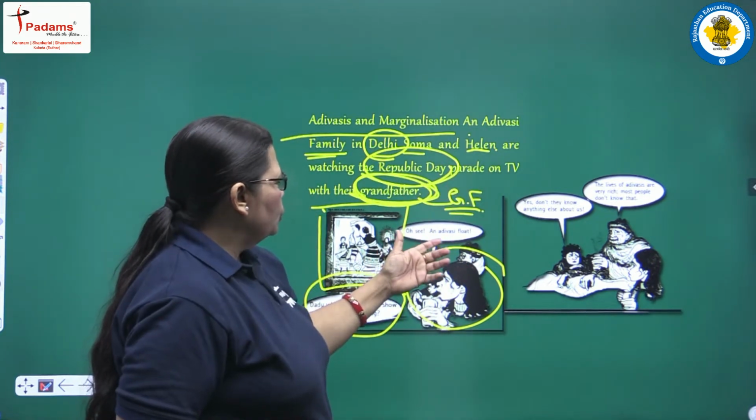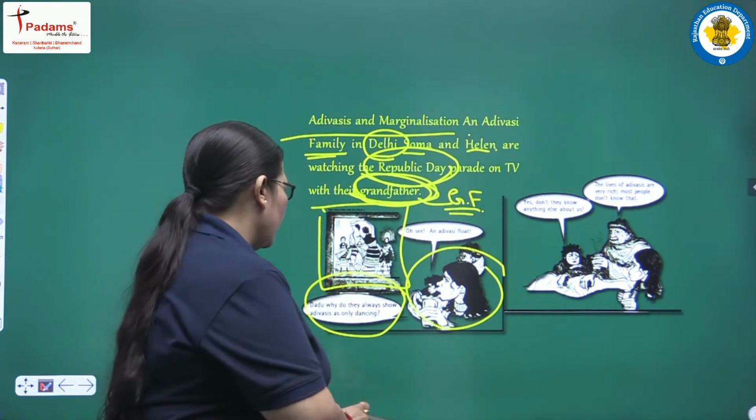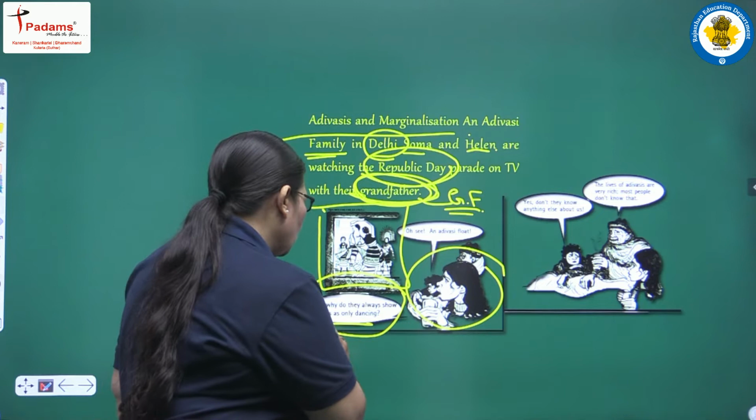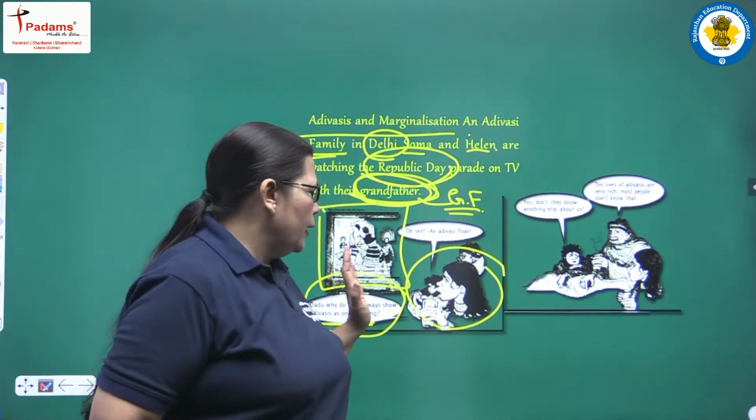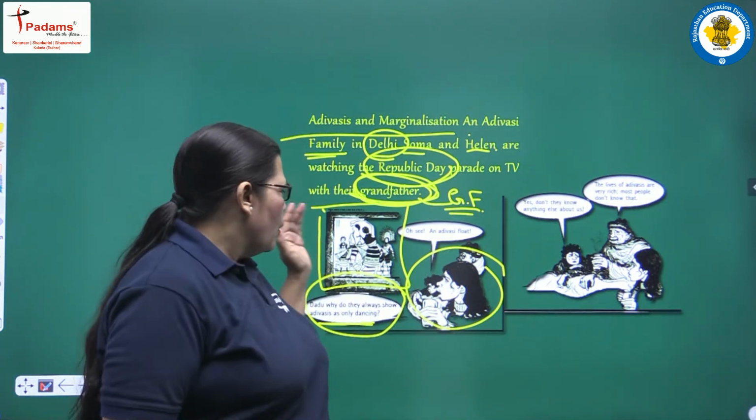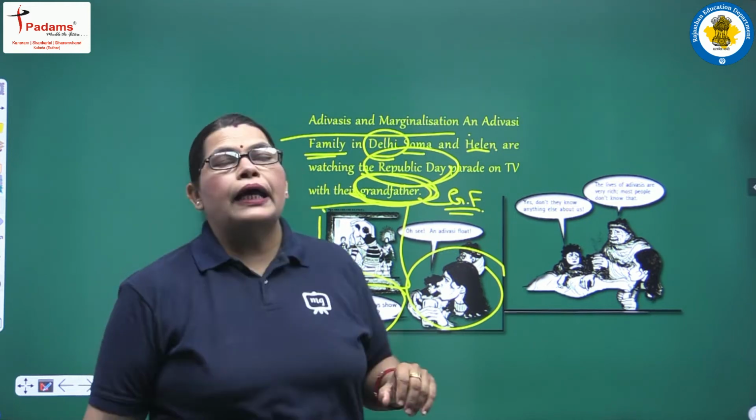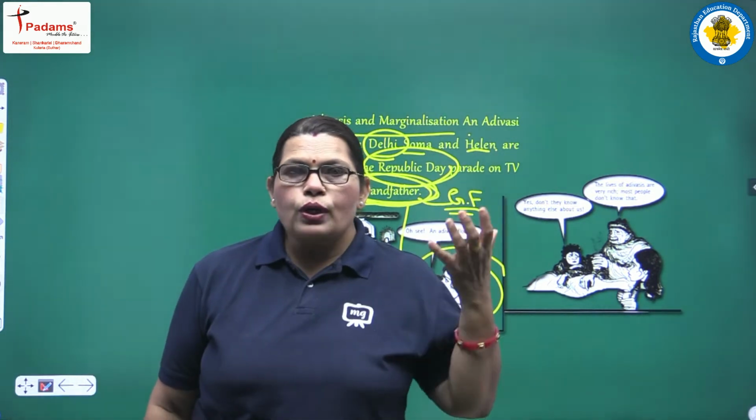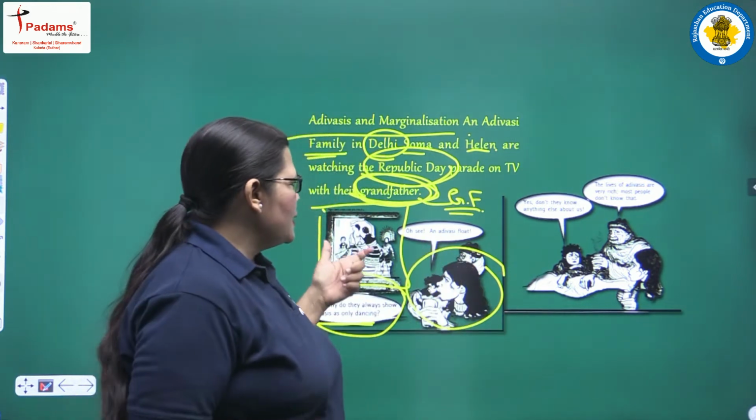See an Adivasi float here. This one is the picture, and Dadu, why do they always show Adivasis as only dancing? This is the main query from Soma and Helen to their Dadu, that why only and only the Adivasi picture shows only dancing? Because this is their culture. So this is the picture.